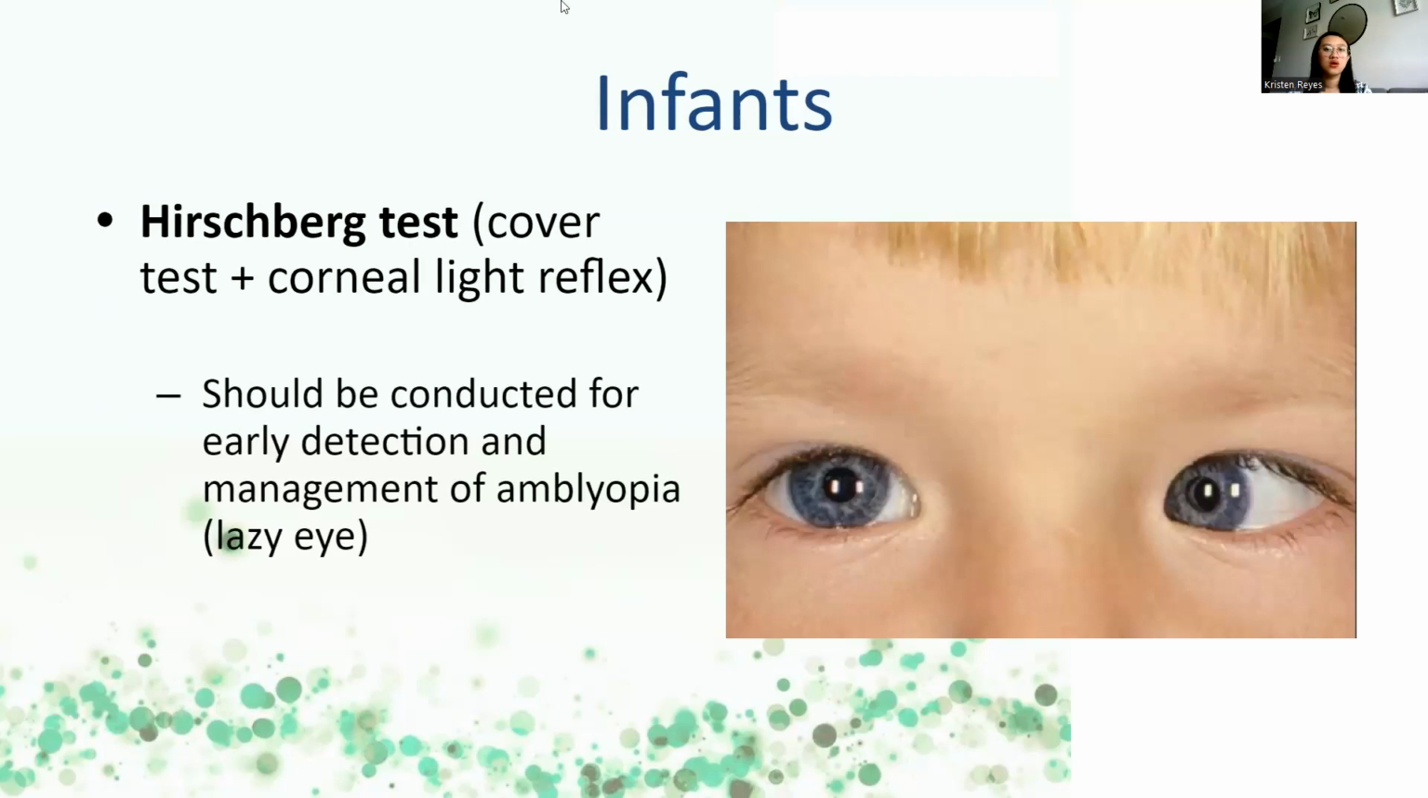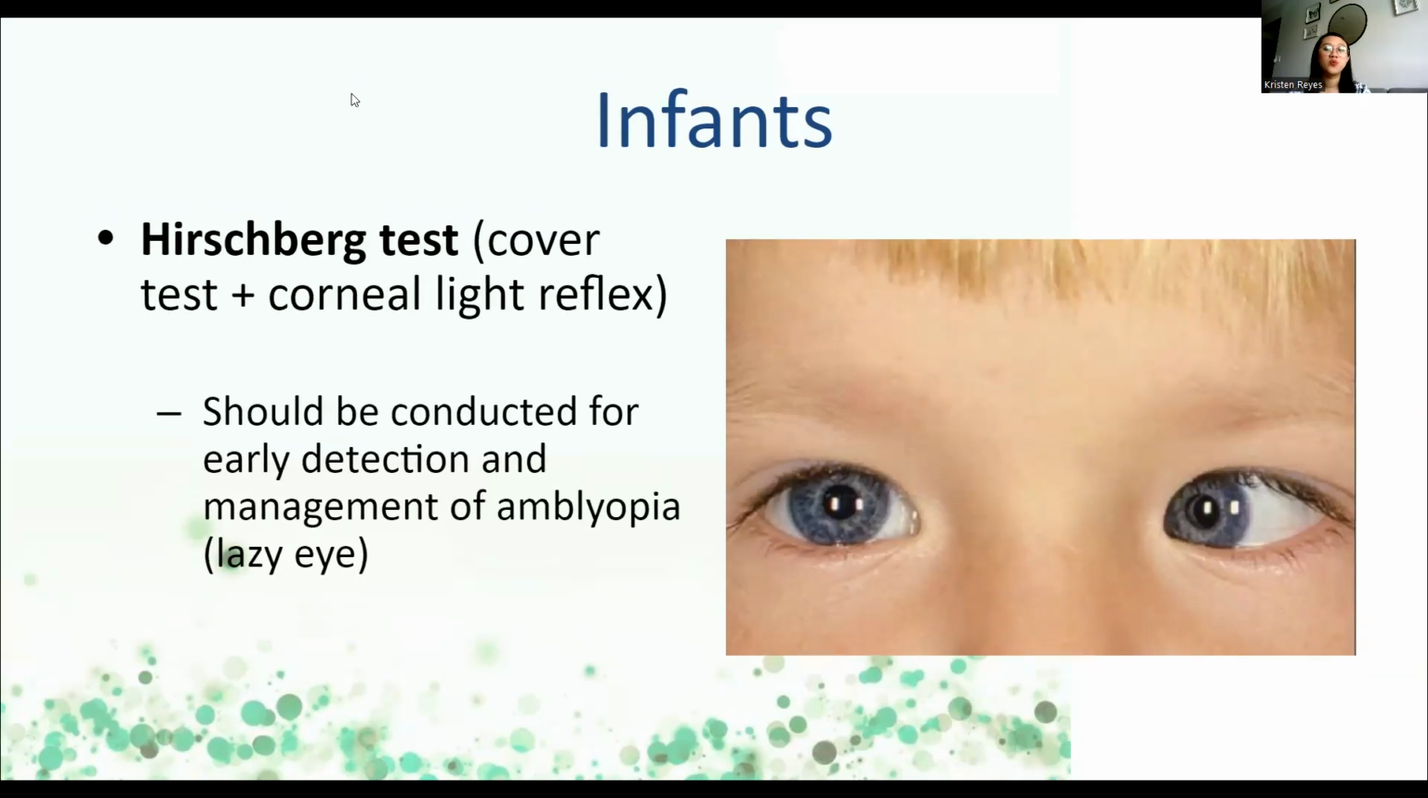Okay, so this test, the Hirschberg test, is conducted for detection of amblyopia or lazy eye. Amblyopia or lazy eye, in layman's terms, is when you have an abnormality in one of your extraocular muscles, meaning one of the muscles that control the movement of your eye is not functioning properly. So how do we detect that early? We use the Hirschberg test. This is the cover test plus corneal light reflex. So how do you do that?